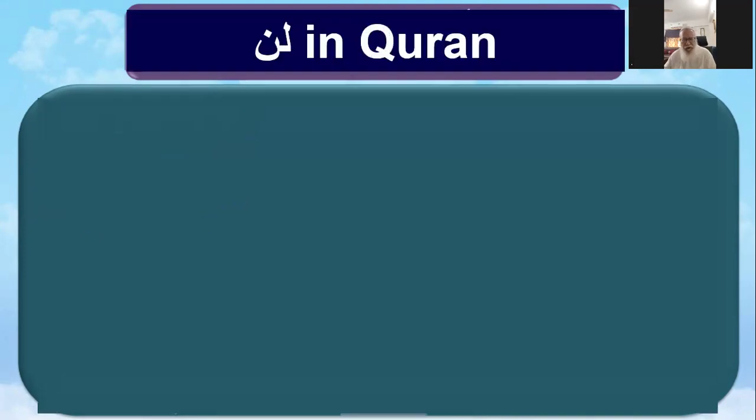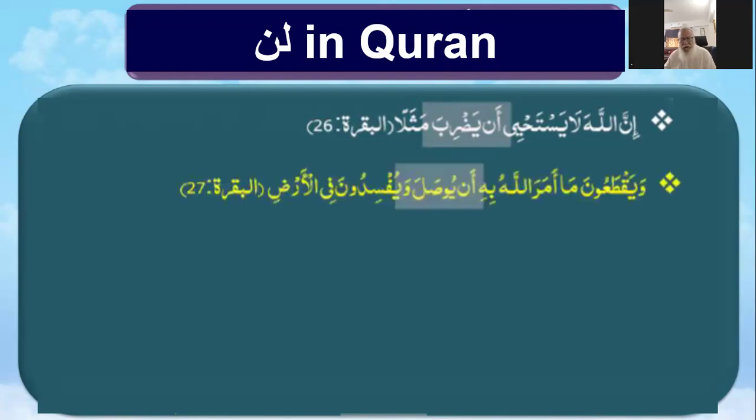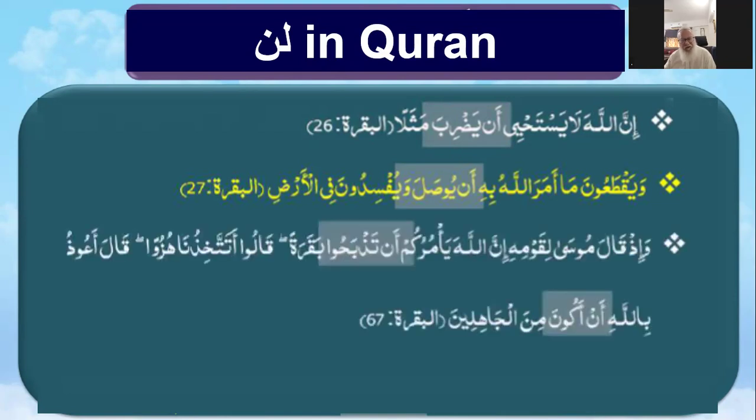Let's have an example from the Quran. Inna Allaha la yastahyi an yadriba mathalan. An yadriba: it was yadribu, due to an it has become yadriba, and the meaning goes to the future, negation and strength. وَيَقْطَعُونَ مَا أَمَرَ اللَّهُ بِهِ أَنْ يُوصَلَ وَيُفْسِدُونَ فِي الْأَرْضِ. It was yuslu, and changed to yusala, and the meaning went to the future, negation and stress.